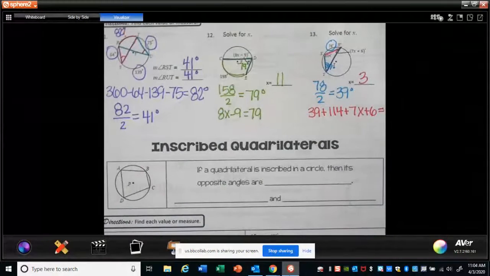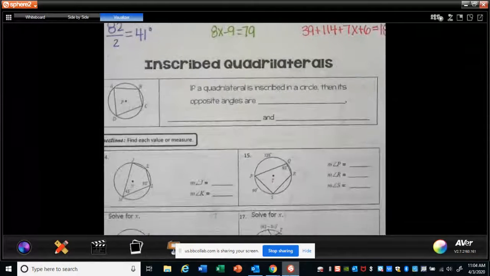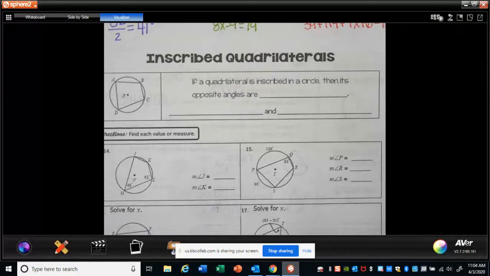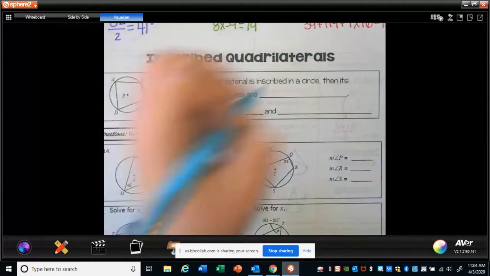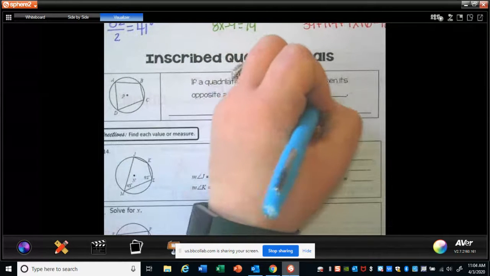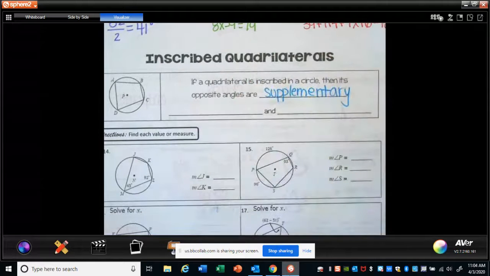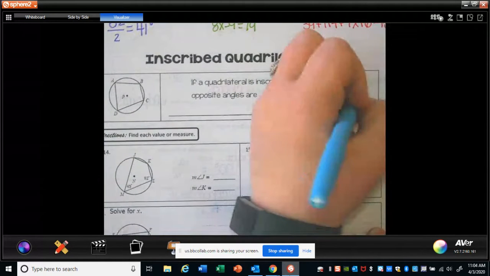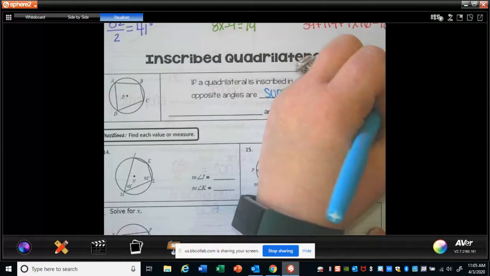All right, so let's move on to inscribed quadrilaterals. If we have an inscribed quadrilateral, any shape that is inscribed in a circle, its vertices have to be on the circle. Notice this quadrilateral, its vertices A, B, C, and D all touch the circle. So if we've got it inscribed in the circle, opposite angles are going to be supplementary. What do we know about supplementary? Angles equal 180. Remember supplementary, that the 2 angles equal 180 degrees.